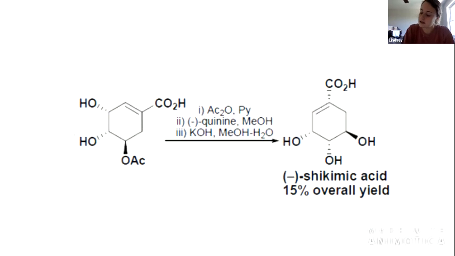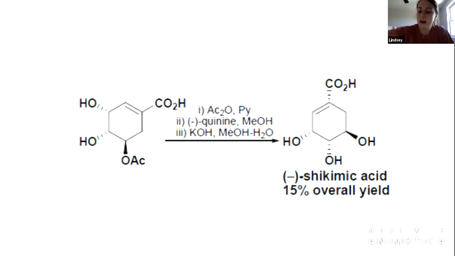Quinine is protonated by the carboxylic acid, and it forms a salt. And this is important because it actually forms 2 enantiomers. So adding the quinine allows them to crystallize one form of the enantiomer and remove whichever one they want to crystallize. And then they're left with the shikimic acid.